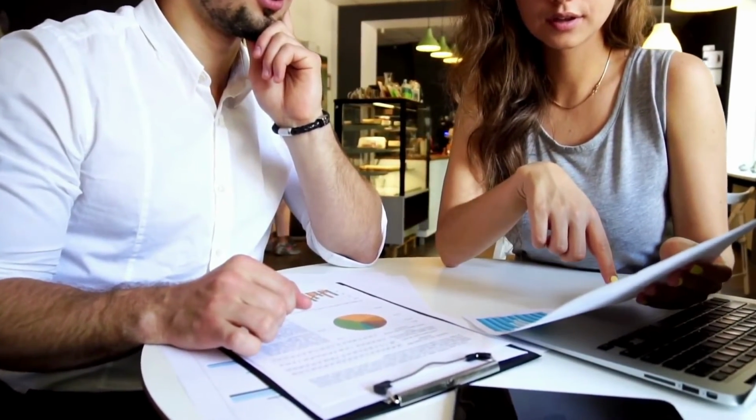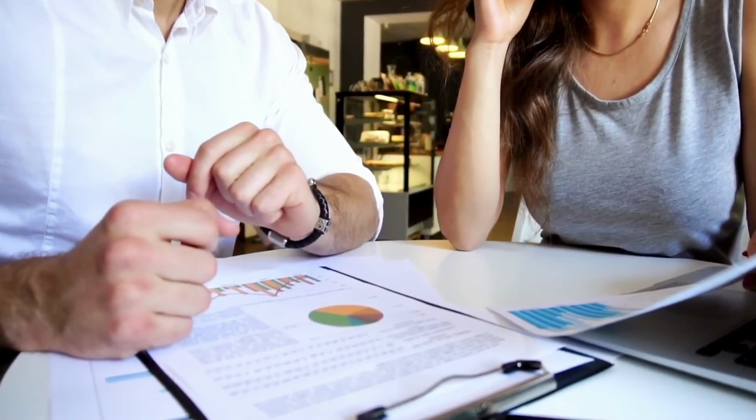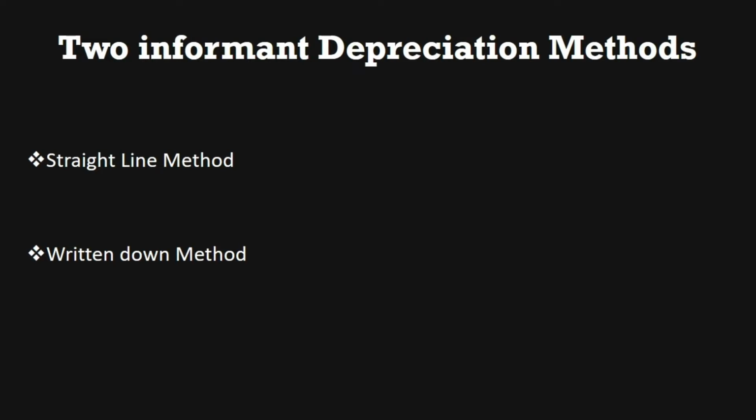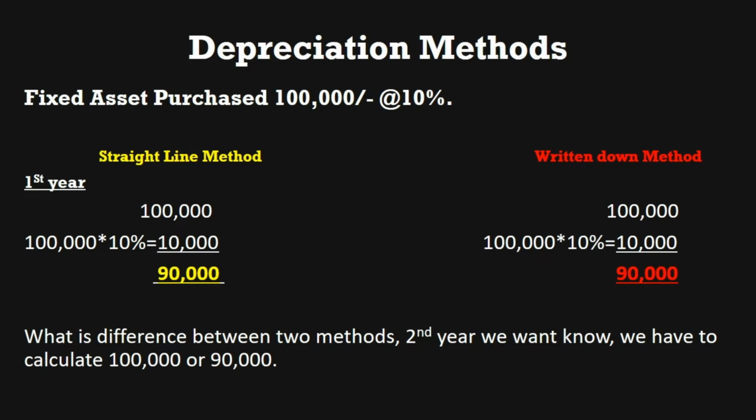So now we are going to see how we calculate these two methods, and you can understand very easily if we go through a sum. See, a fixed asset is purchased for 100,000 at 10% depreciation. You can see two sides in this slide: the right side is written down and the left side is the straight line method. The red color is written down and the yellow color is the straight line method.